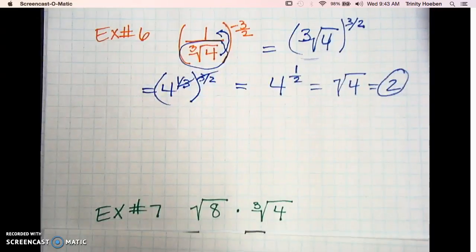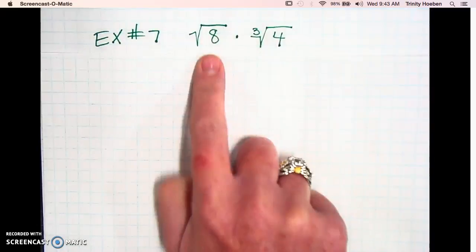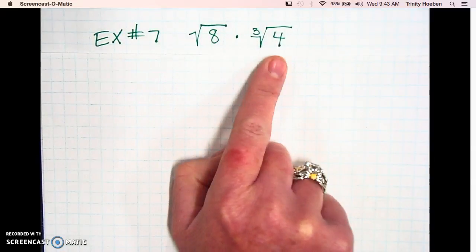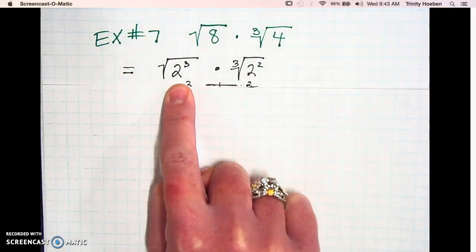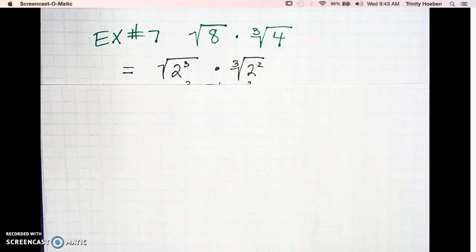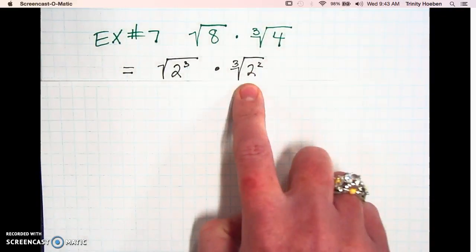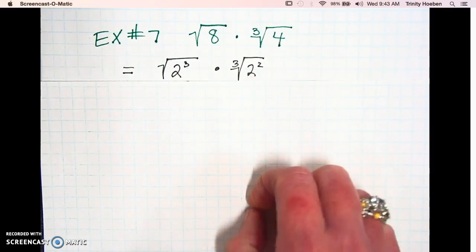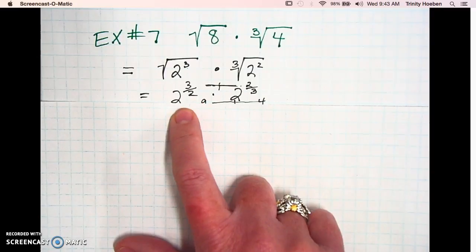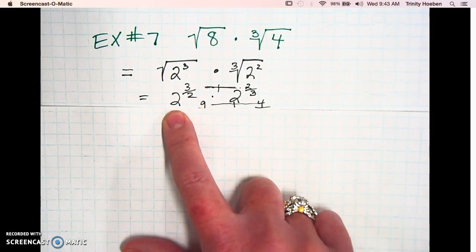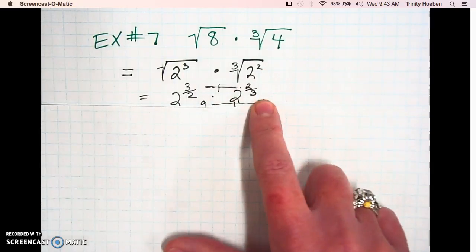Example number 7. For example number 7, we're going to start with the square root of 8 times the third root of 4. So I wrote each of those with a base of 2. I know that 8 is 2 times 2 times 2, which is 2 to the third power, and 4 is 2 to the second power. So I'm going to rewrite those in exponent form with fractional exponents. So this becomes 2 to the 3/2 power, and this one becomes 2 to the 2/3 power.